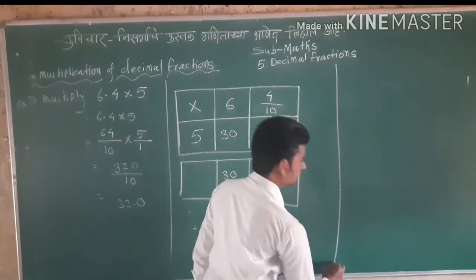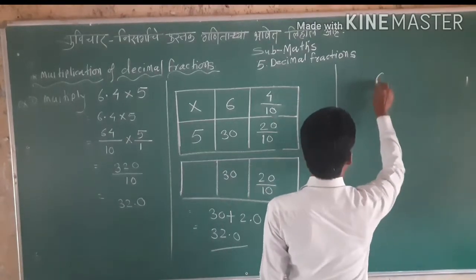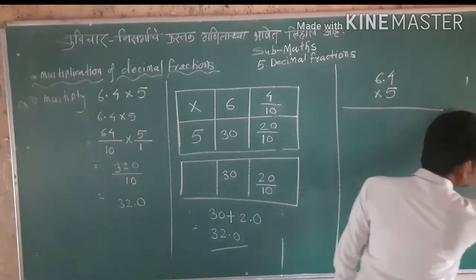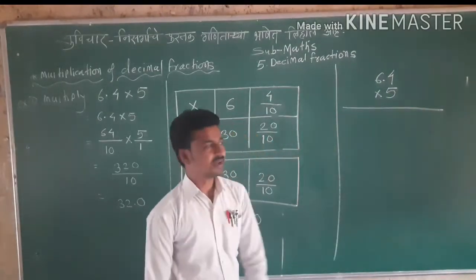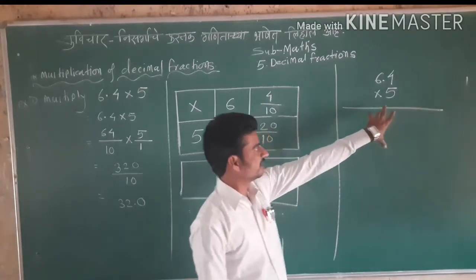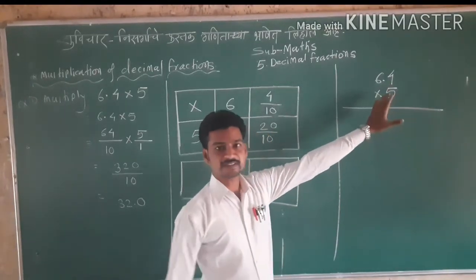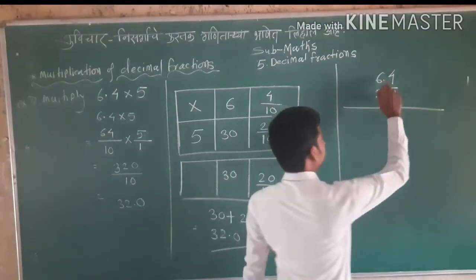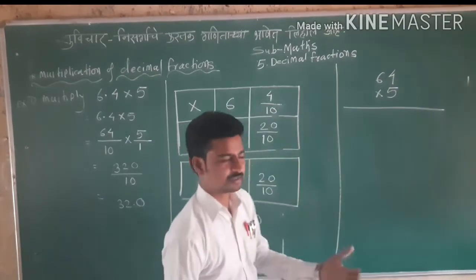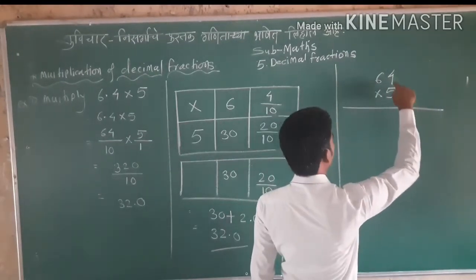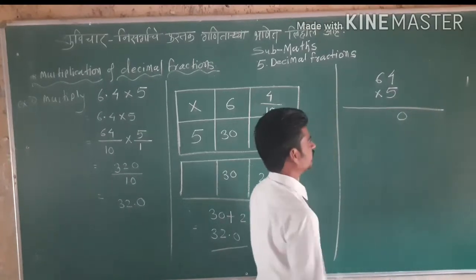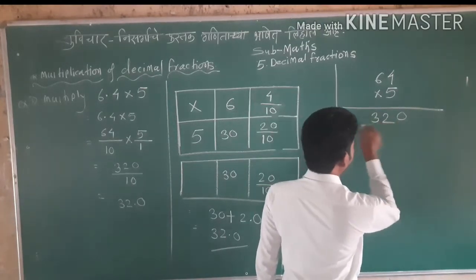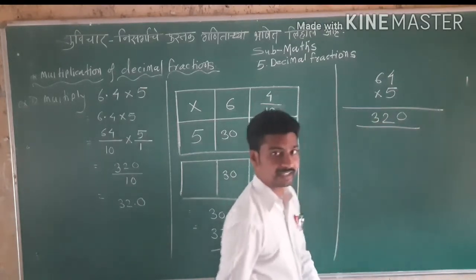Now see here, the third type. 6.4 into 5. You know that this method is a very simple method. Generally, we solve examples of multiplication in this way. Here, ignore the decimal point and solve this example. 5 4s are 20, carry over 2. 5 into 6, 30 plus 2, 32. We get the answer 320.